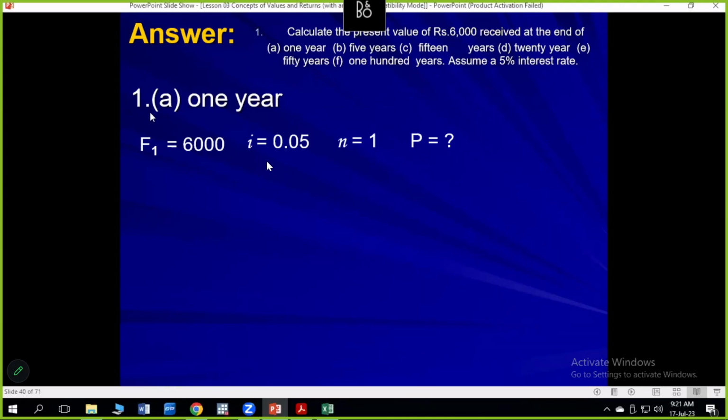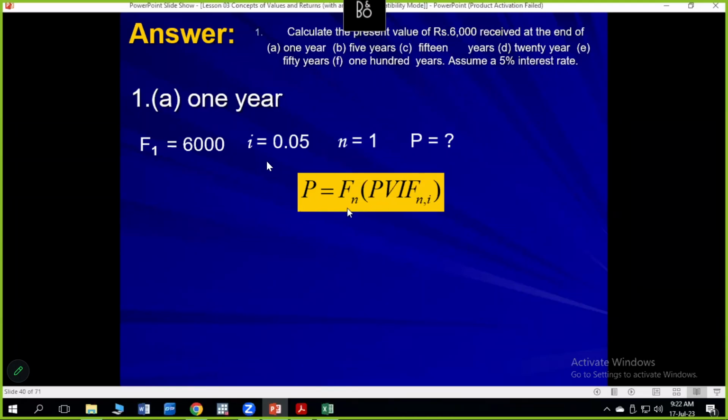So you take the first question. You define the F1, that is the future cash flow coming at the end of 1 year. F1, I is 5%, N is equal to 1. The P is how much? So you apply the formula. P is equal to Fn times the present value interest factor, N comma I.